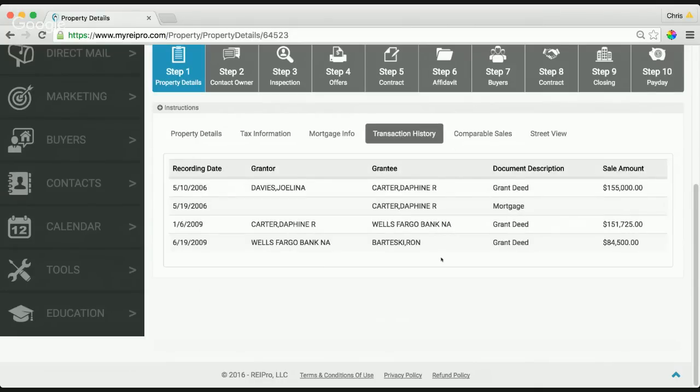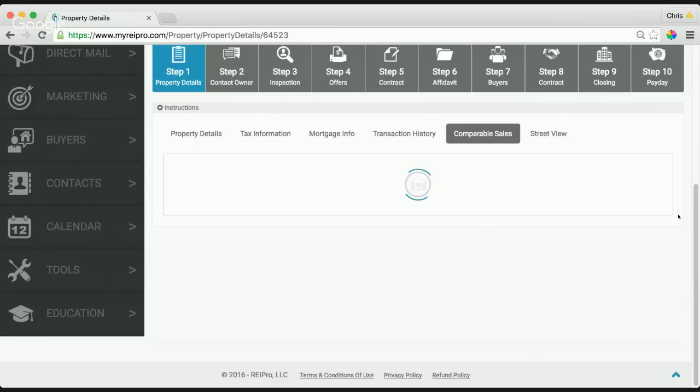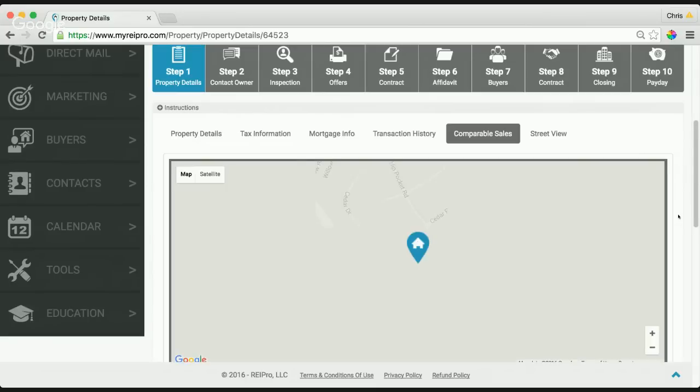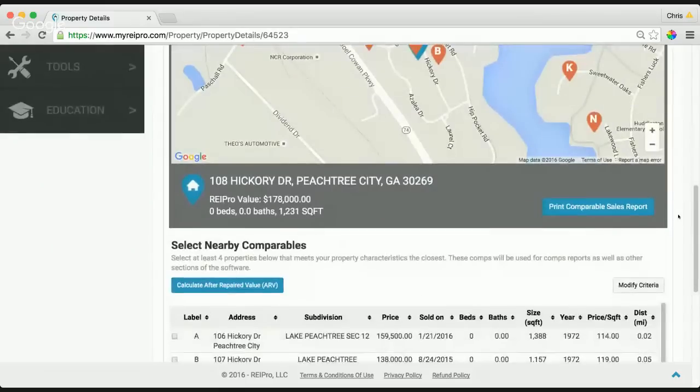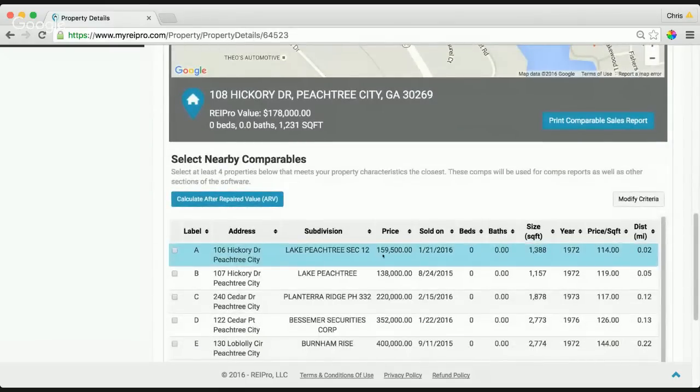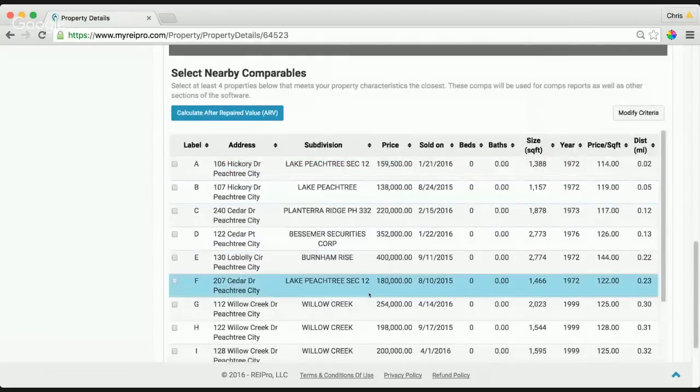I can go into the transaction history, see what's happened before. We also have comparable sales, which actually pulls straight from the courthouse. This is not an estimated comparable sales tab here. We can actually go in and find properties that are comparable, and every house that we have listed here comes straight through your recorder office in your county. So this is the sales document that was recorded. This is the most accurate number you could potentially find. And this includes any for sale by owners that sold.